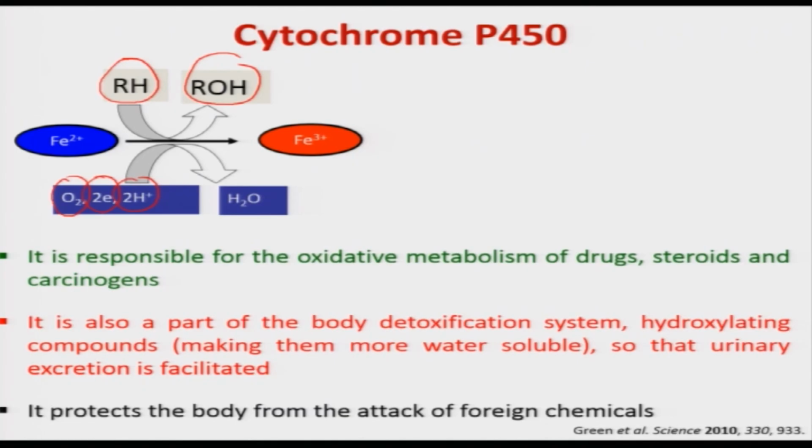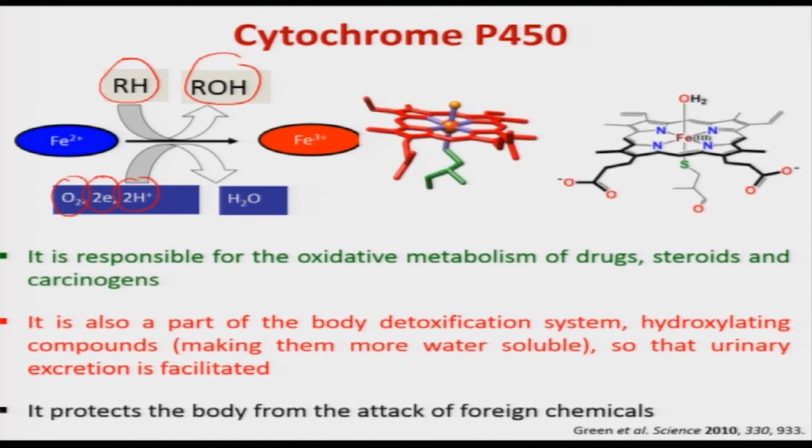So, this is very, very important for our day to day life, and the active site structure of cytochrome P450 in the resting state is like this. As you can see, a porphyrin group is ligated with iron 3 state, and the 5th position is cysteine sulfur, and the 6th position is a weakly coordinated water molecule. The X-ray structure is also shown over here.